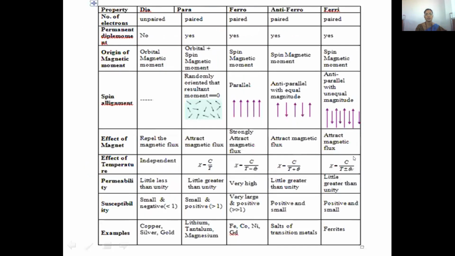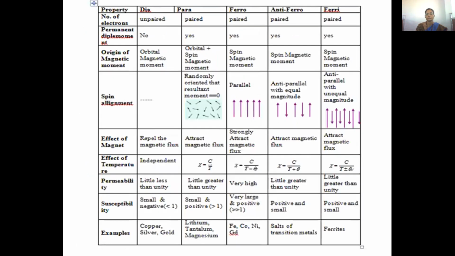And examples are ferrites. And this is the table which represents how the different kinds of parameters vary for dia, para, ferro, anti-ferro and ferrimagnetic materials.